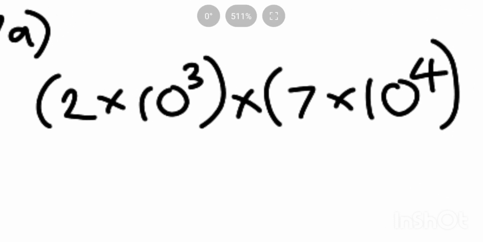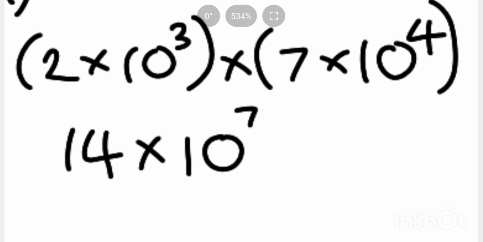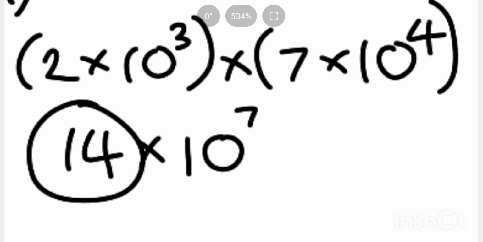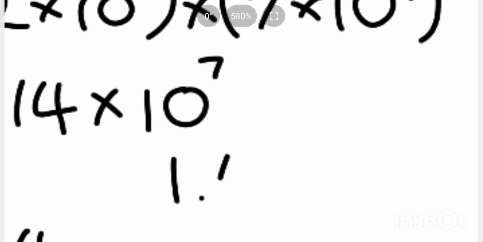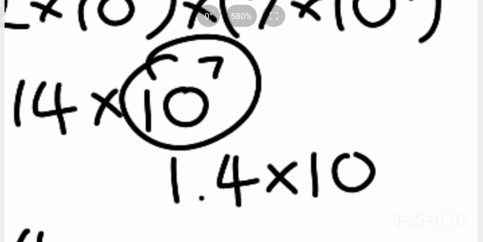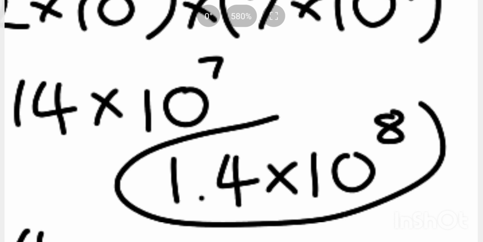2 times 7 is 14. 10 cubed times 10 to the power of 4 is 10 to the power of 7. But this needs to be in standard form, and to be in standard form, this number needs to be less than 10. So we can divide that number by 10, so that would be 1.4. And then to compensate, we have to raise the power of 10, so it's not 10 to the 7, it's 10 to the 8. And that's 27A.